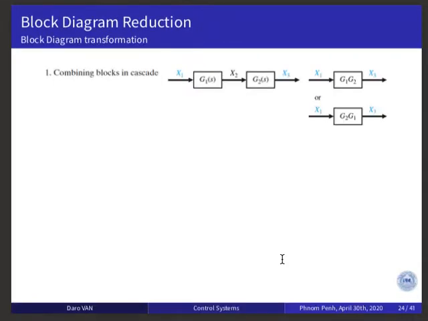For example, the first case is a combination of blocks in cascade. For example, you have two blocks like this, and if you want to combine these two blocks, it's simple. Just multiply G1 and G2 together. You can see it is shown in this figure.